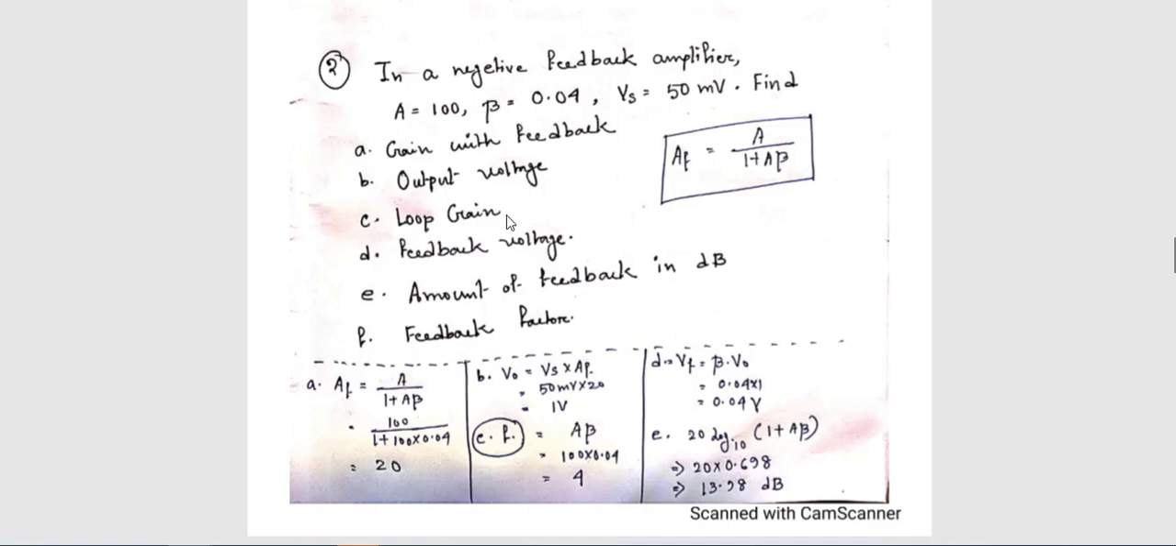Next, what is loop gain? Question C is loop gain, and question F is feedback factor. Both are same. Remember, loop gain and feedback factor are the same, so the result of C and the result of F are the same. What is loop gain? A beta. What is feedback factor? A beta. So your answer is just multiply the value of A with the value of beta, and the result is 4.